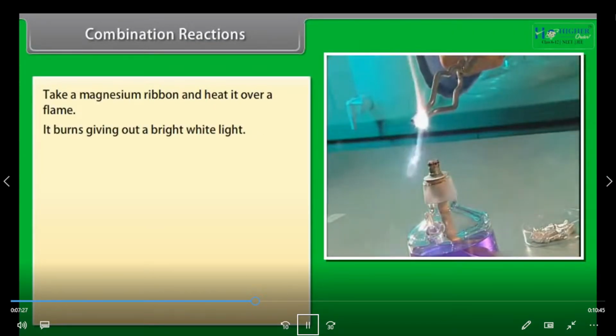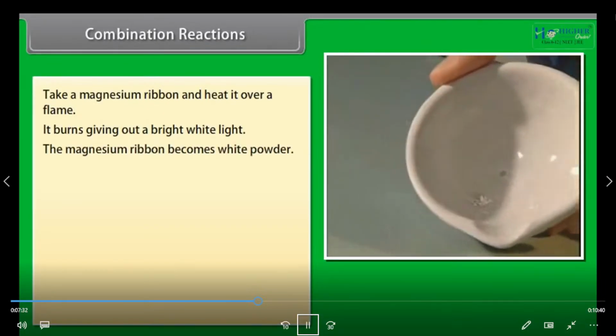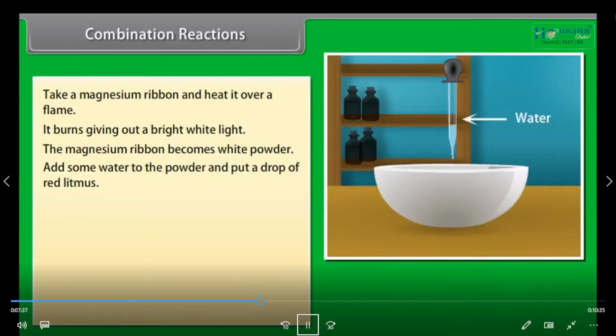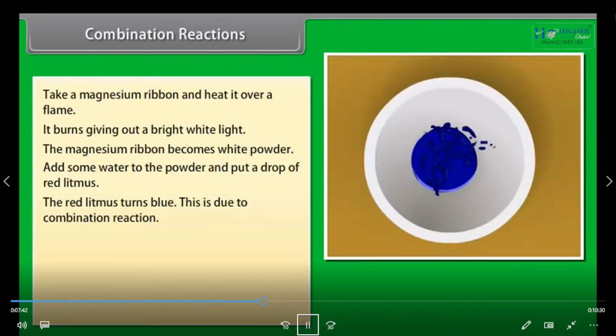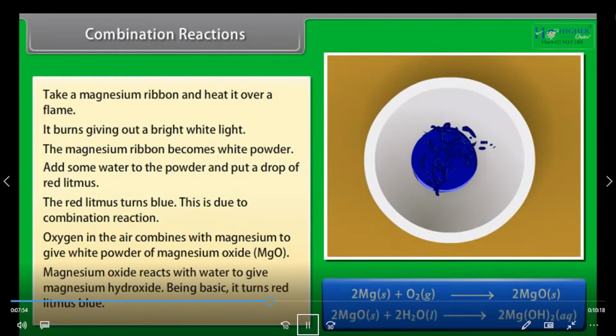Take a magnesium ribbon and heat it over a flame. It burns, giving out a bright white light. The magnesium ribbon becomes white powder. Now add some water to the powder and put a drop of red litmus. The red litmus turns blue. This is due to a combination reaction. Oxygen in the air combines with magnesium to give white powder of magnesium oxide. Magnesium oxide reacts with water to give magnesium hydroxide. Being basic, it turns red litmus blue.